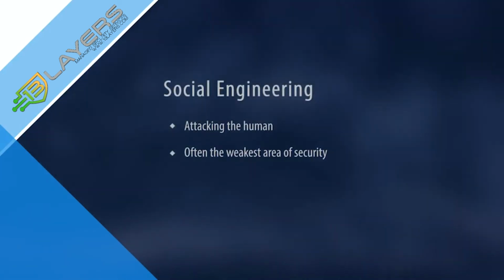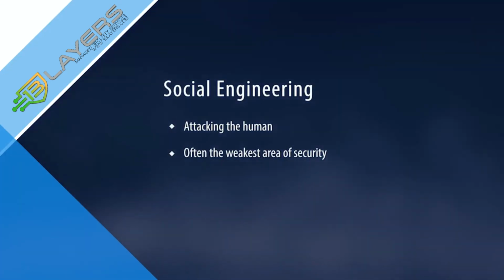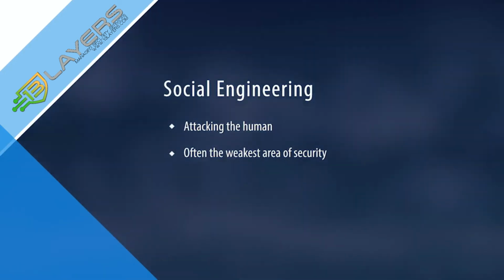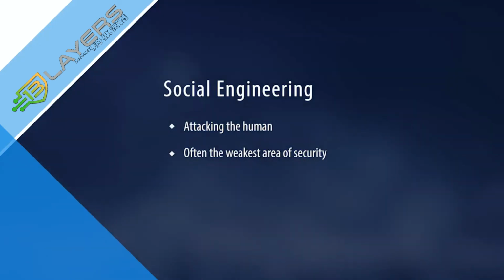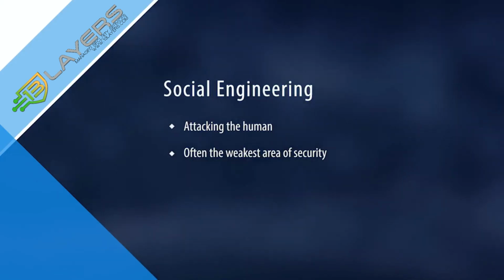Social engineering is the process of getting an individual to perform an action. This process is sometimes called attacking the human. The human is often the weakest link in the security chain. Why try to guess or crack a password when you can just trick someone into disclosing a password? This threat vector is very common and difficult to defend.